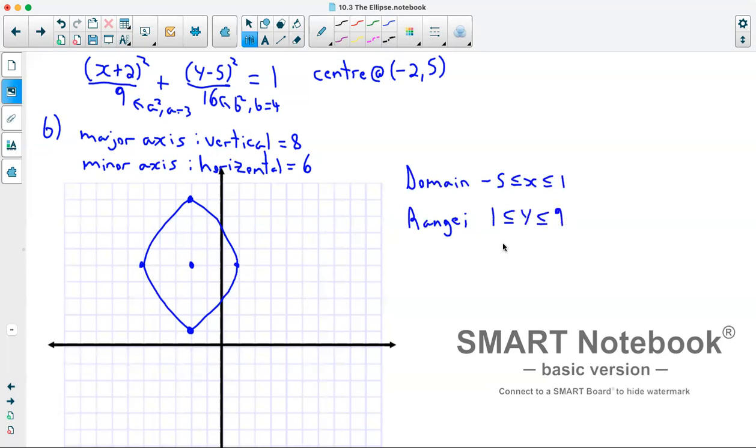What you'll notice is you should be able to get these without even sketching this out, because we know, for example, the x value, our center is -2. We have an a value of 3. So if we go 3 less than that, we're at -5. 3 more than that, we're at 1. For range, we know we started with a center at 5. If we go 4 less than that, we're at 1. 4 more than it, we are at 9.